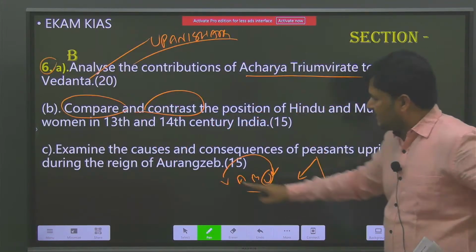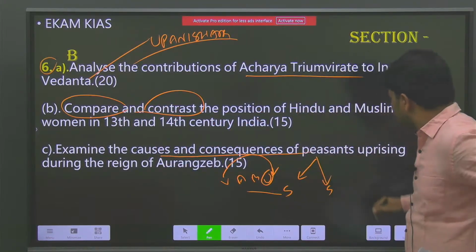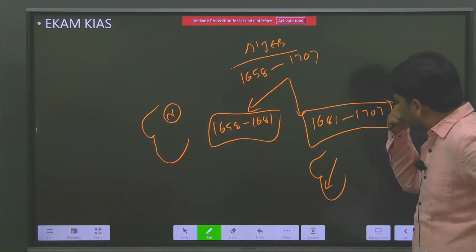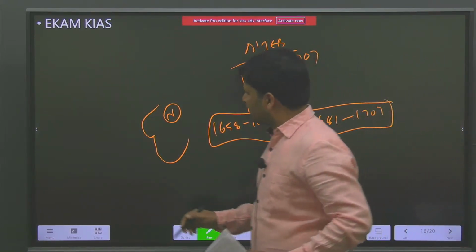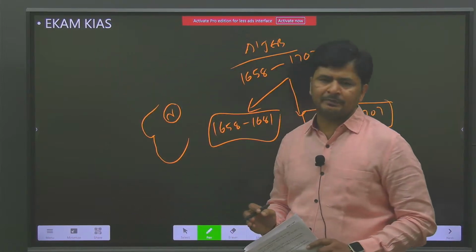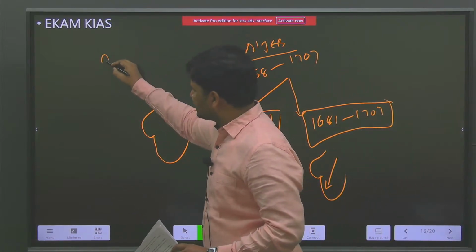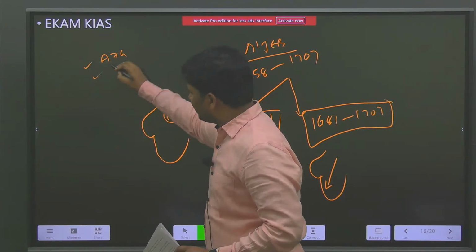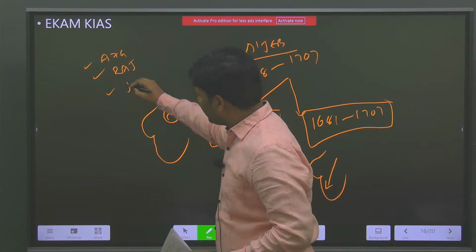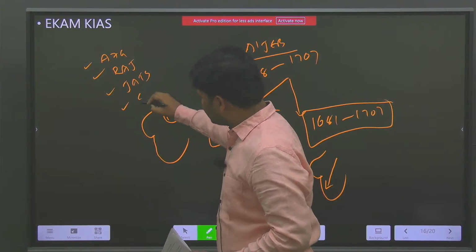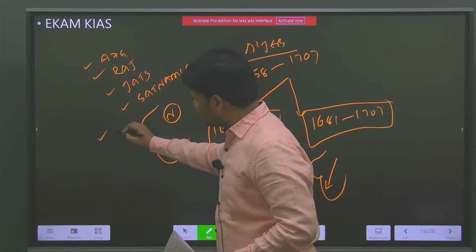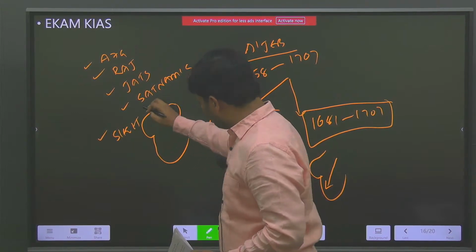So the question is to examine the causes and consequences of peasants' uprisings during Aurangzeb's time. So we have the first phase. Between 1658 to 1681, there were many communities that organized revolts against Aurangzeb. One of the communities, Afghans, organized revolts against Aurangzeb, followed by Rajputs, followed by Jats, followed by Satnamis, and Sikhs also organized revolts against Aurangzeb.